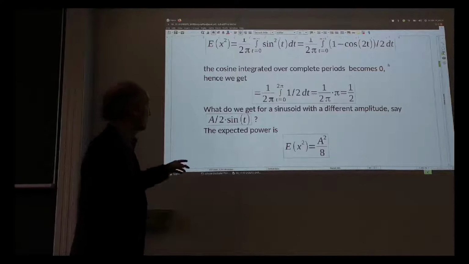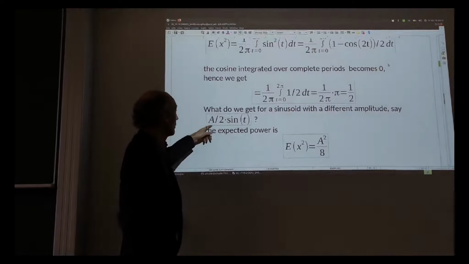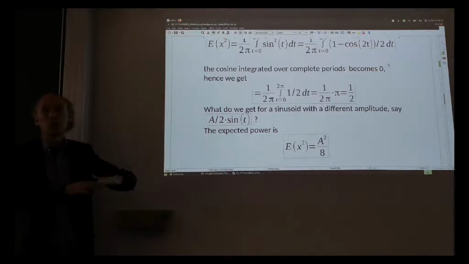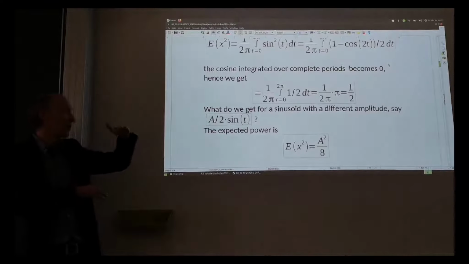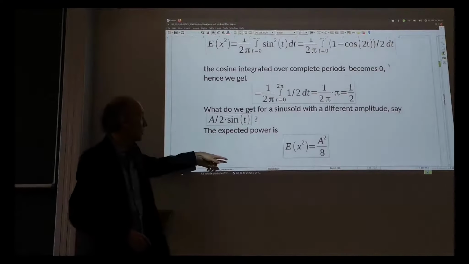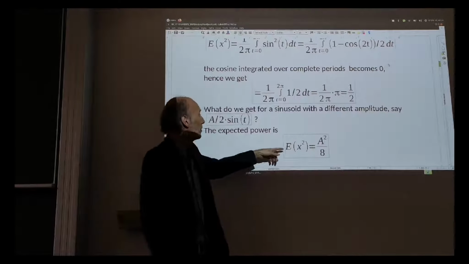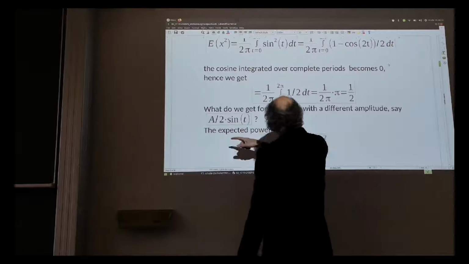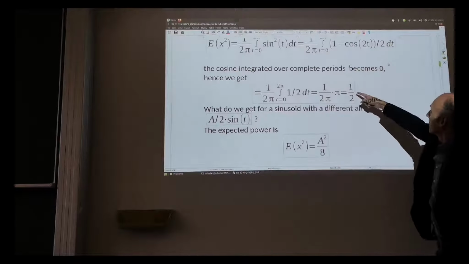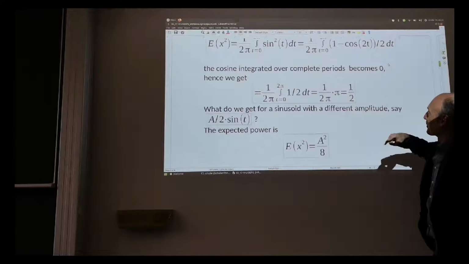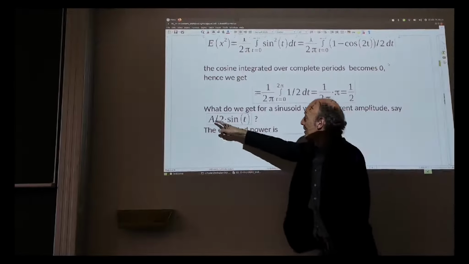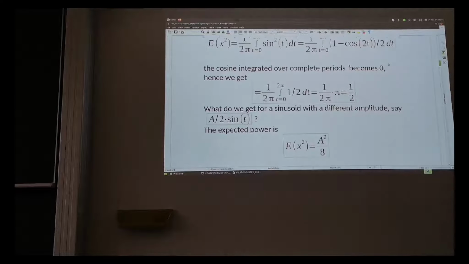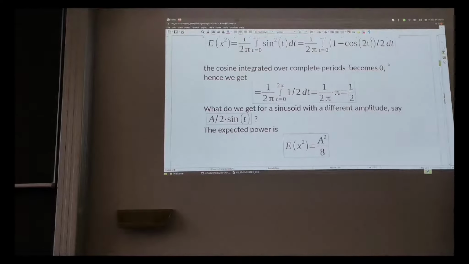So if we have a sinusoid, say A over 2, like our previous example, where A over 2 was the range from 0 to plus, and then we have the same for the negative. Then the expected power would be A over 2 squared, and another half here, so we would have A squared divided by 4 divided by 2, so we would get A squared over 8. Make sense?